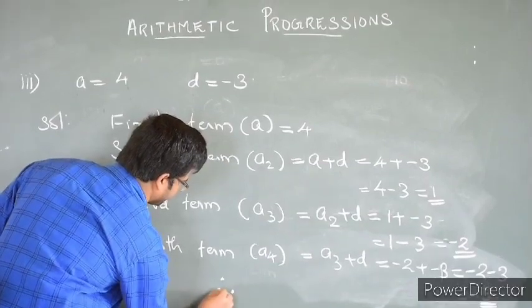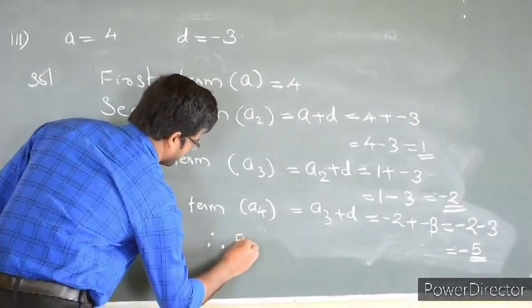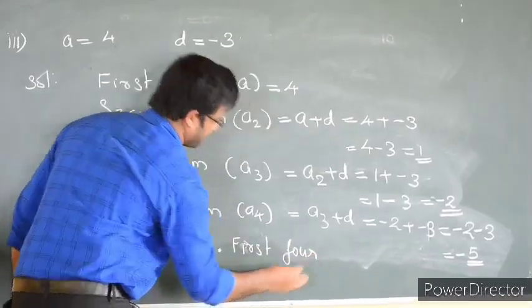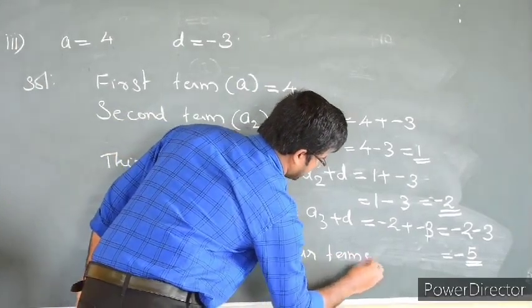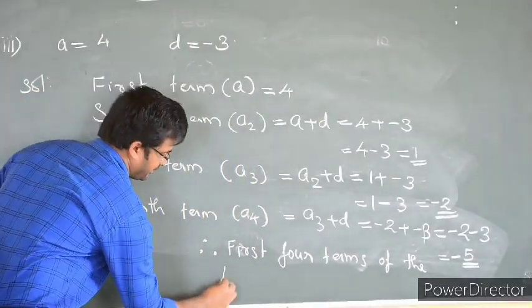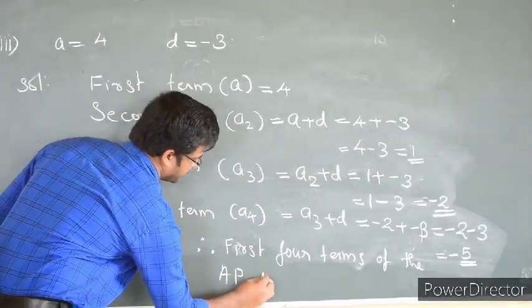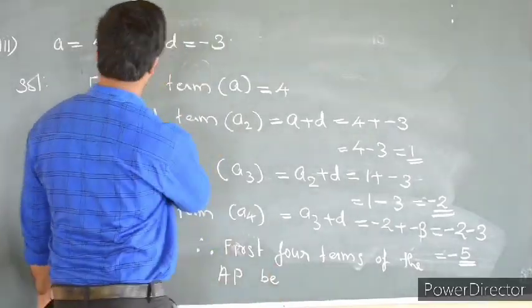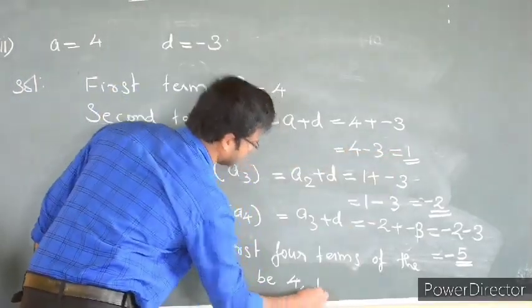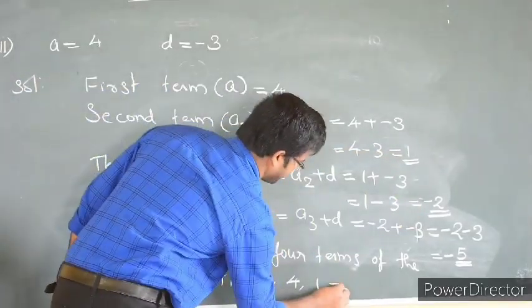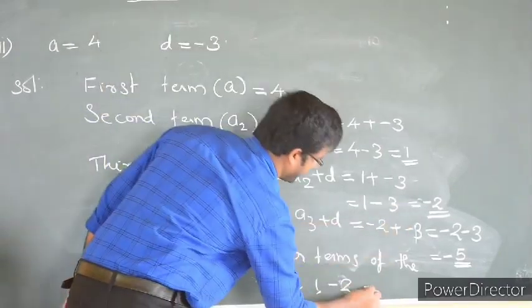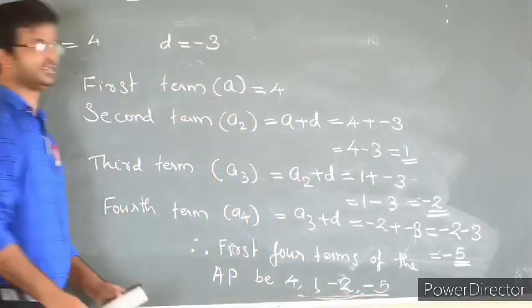Therefore, the first 4 terms of the AP. First term already given, that is 4. Then second term is 1. Then next term is minus 3. Sorry, minus 2. Minus 2. Then fourth term is minus 5. This is our answer.